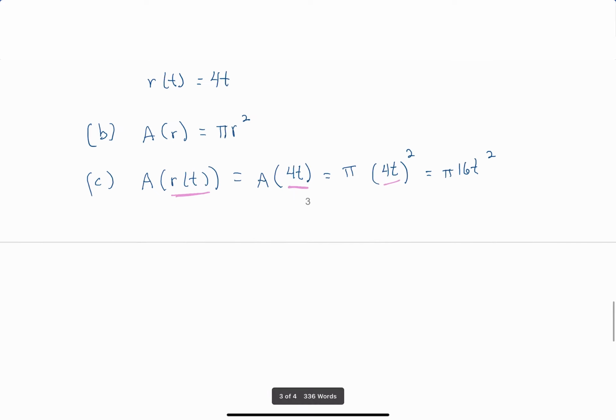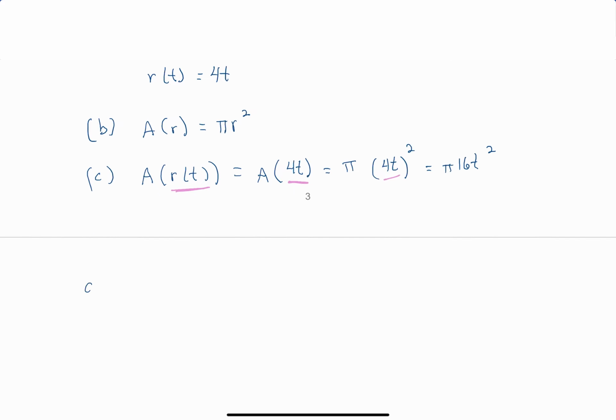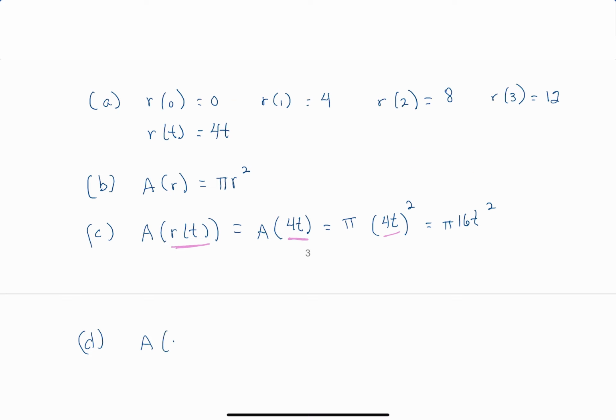In part D, we want to use this function to find out the area after 2 days. A of r of 2, plugging into our formula for A of r of t, will be pi times 16 times 2 squared. So let's see, what's 4 times 16? 64. So we get 64 pi.